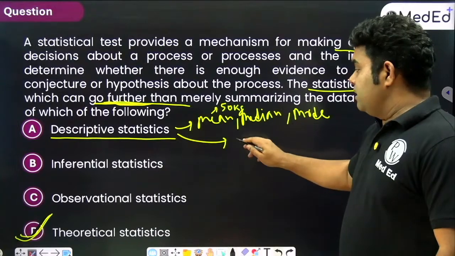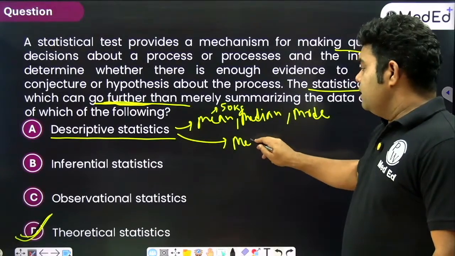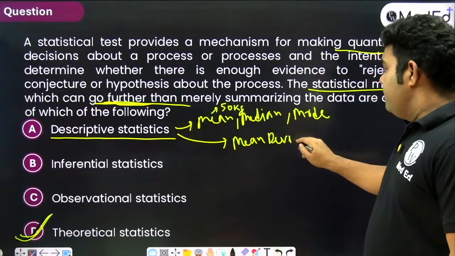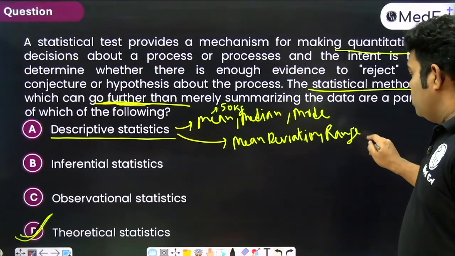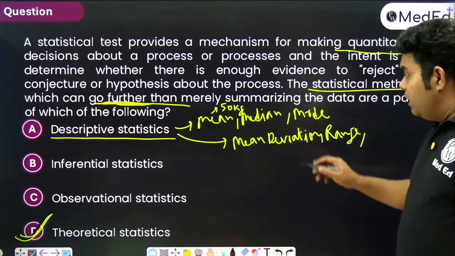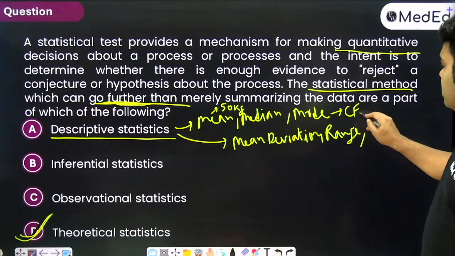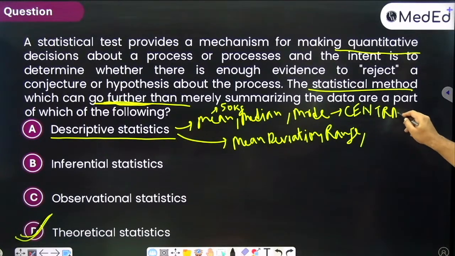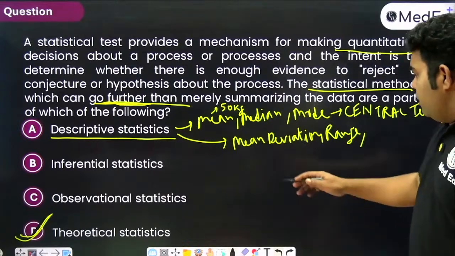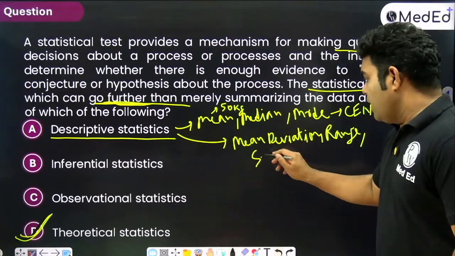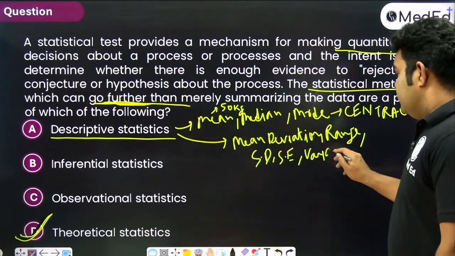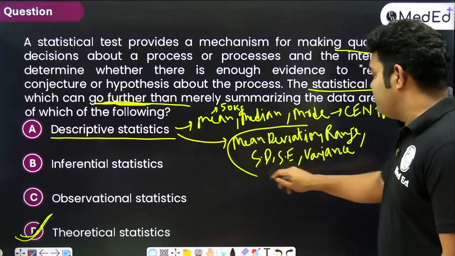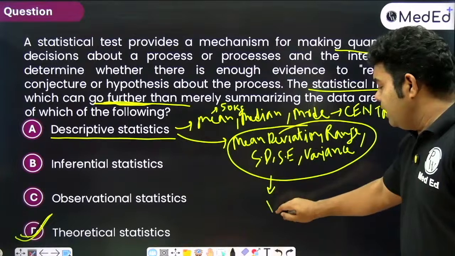dispersion. 5 things tell about dispersion. One is mean deviation, other is range. This question also helps you to know the classification of data. Mean median mode are telling about central tendency, what is in the center of data. And mean deviation, range, standard deviation, standard error, and variance. These 5 things tell about dispersion of data.